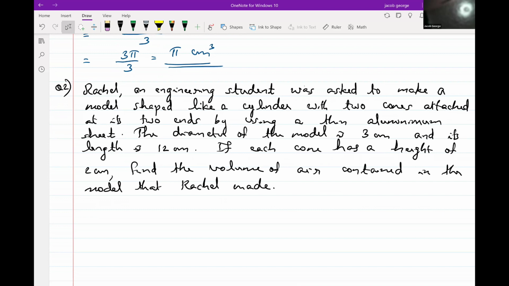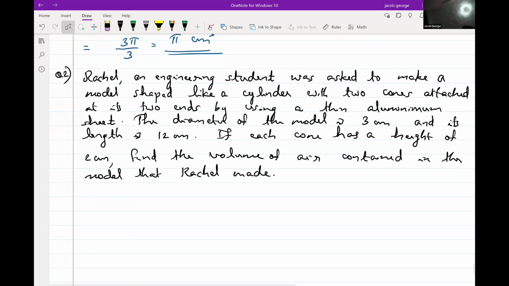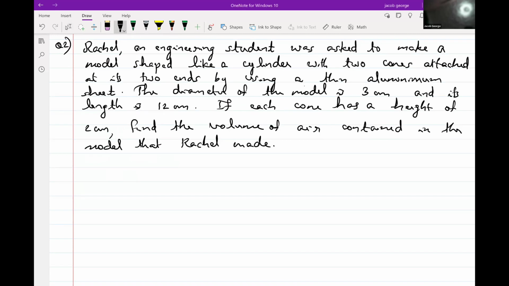All right, children, so please write this question. Rachel, an engineering student, was asked to make a model shaped like a cylinder with the 2 cones attached at its 2 ends. So for the cylinder, you will draw the diagram like the cylinder with how many cones attached at its 2 ends?